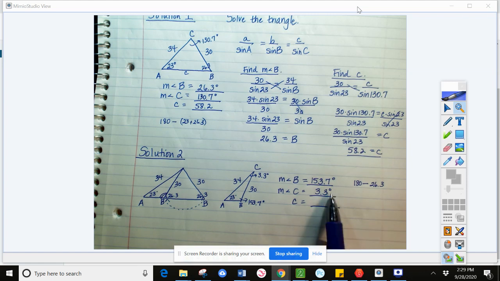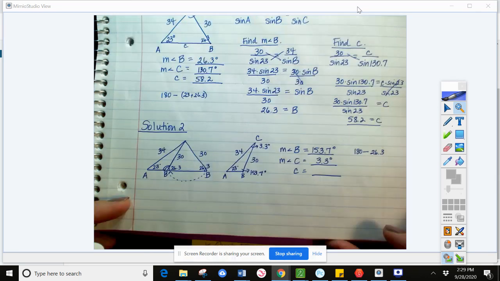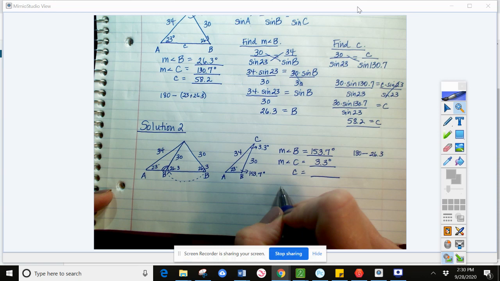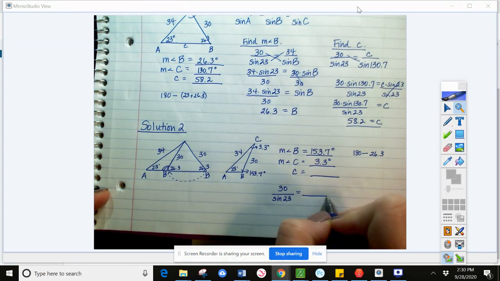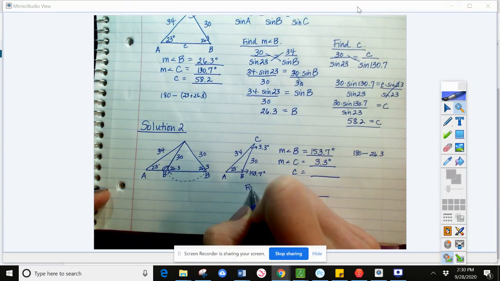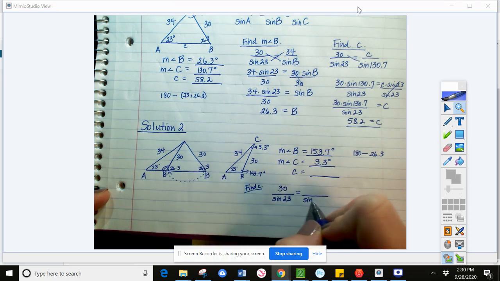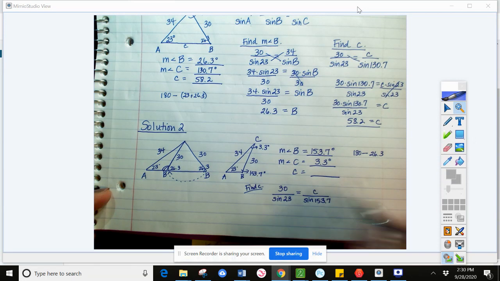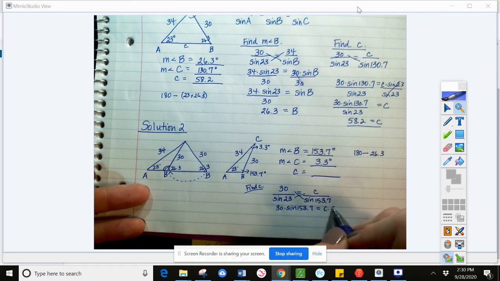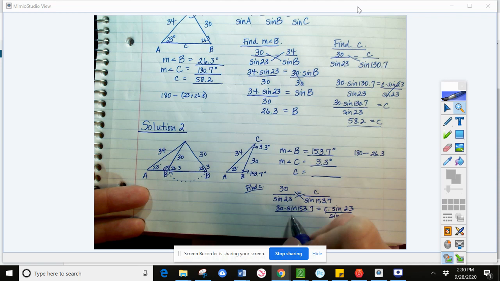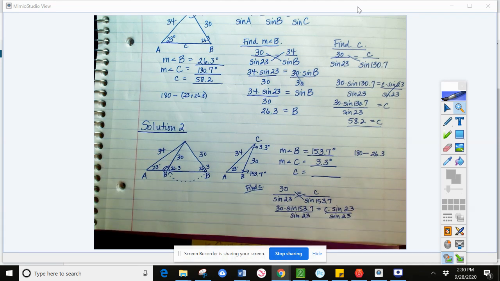Now it's time to find side C. How do we do that? Law of Sines proportion. Let's use the same information we did on the other one as our given. So side a, 30, over the sine of angle A, 23. We're trying to find side C, so we're going to use the sine of 153.7 down here. Do a little cross multiplying. Make sure that you bring the sine down with your angle. If you don't, you will not get an answer that makes much sense.